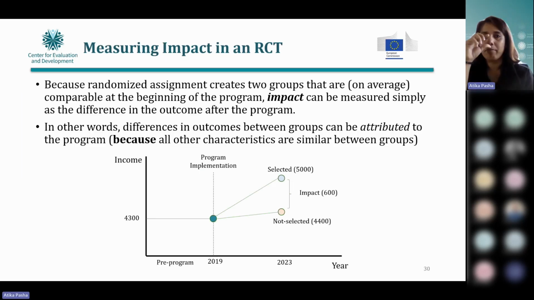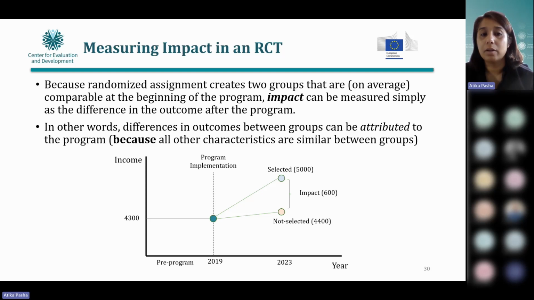Then let's talk very briefly about how randomized assignment creates these groups, or how we would measure this. So just briefly looking at this graph. On the x-axis, we're just measuring years. In 2019, let's say the program implementation begins and is expected to end in 2023. All years before the program are the pre-program phase. This is the program phase, and this is the post-program phase.